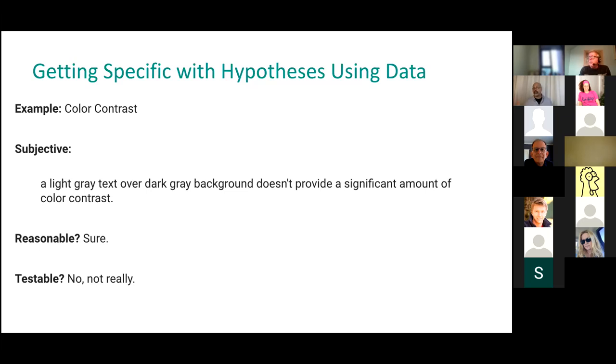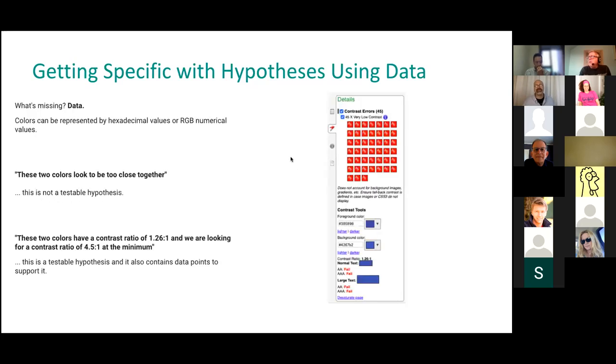Okay. Is that a reasonable statement? The answer is, yeah, it is a reasonable statement. Is it testable? No, at least not the way that I've presented it. I mean, it seems reasonable, but there's no way to really confirm that. So now, let's put some data behind it. What do we know about colors that are displayed on a screen? Well, we know that any color that's displayed on a screen can be represented by hexadecimal or RGB numerical values.